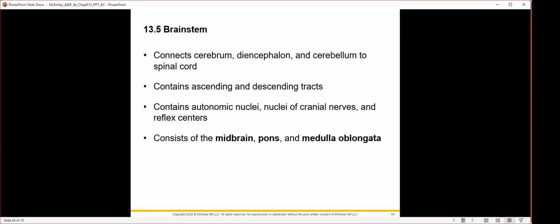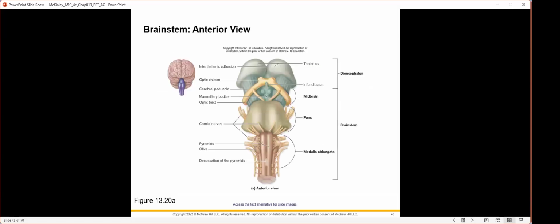Moving to the brainstem. The brainstem is comprised of the midbrain, pons, and medulla oblongata. And you do not have to know all the nuclei for these as well, okay? Just taking a note of that. So we have the midbrain, pons, and medulla oblongata in this picture. Midbrain, pons, medulla oblongata.